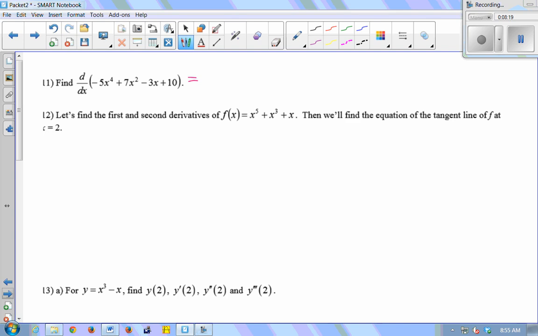So what would my derivative of negative 5x to the fourth be? Negative 20x cubed. You bring the 4 down and multiply it by the negative 5, so you get negative 20x cubed. Reduce the exponent by 1. And then I can take the derivative of 7x squared, and I would get 14x. The derivative of negative 3x, negative 3. And then what's the derivative of 10? 0. Derivative of a constant is always 0. So this is my derivative.